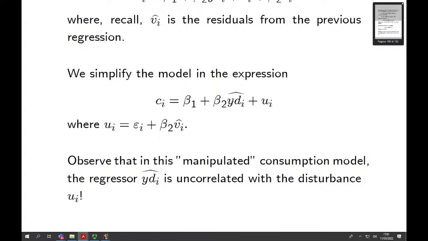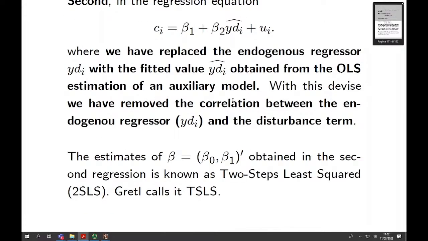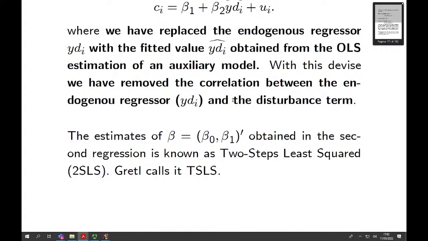And don't worry, because next Monday I will start from this. But since we are applying OLS twice, the estimator we are building is called two-stage least squares. The acronym is 2SLS, and Gretl calls this estimator TSLS. Yes, two-stage least squares. So we are applying OLS twice.